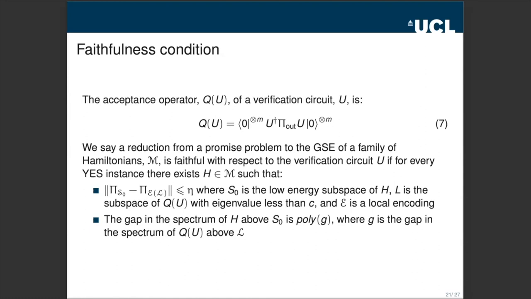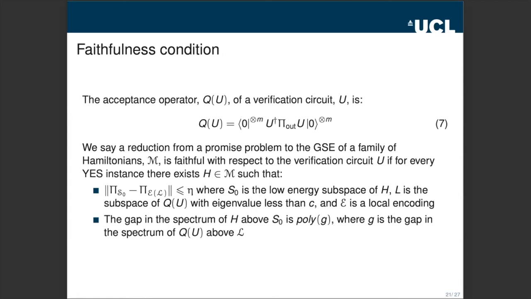And it's worth explicitly pointing out at this stage that the faithful reduction is with respect to a specific verification circuit. So a particular reduction might be faithful with respect to one verification circuit, but not another. Then, when we say that a family of Hamiltonians has a ground state energy problem which is QMA complete under faithful reductions, what that means is that for every instance of the problem and for any polynomial time verification circuit which verifies the problem, there exists a reduction from the instance to the ground state energy problem which is faithful with respect to that circuit.